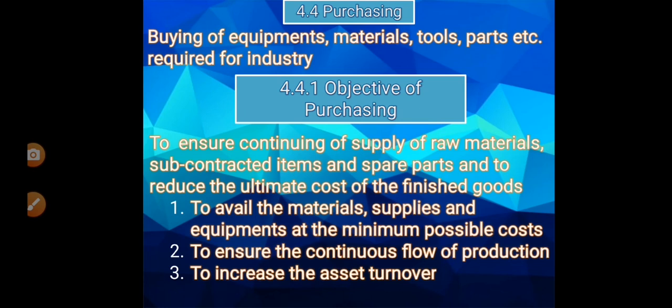Next is to ensure the continuous flow of production through continuous supply of raw materials, components, tools, etc. with repair and maintenance service. Next, to increase the asset turnover. I mean, the investment in the inventories should be kept minimum in relation to the volume of sales. This will increase the turnover of the asset and thus the profitability of the company.